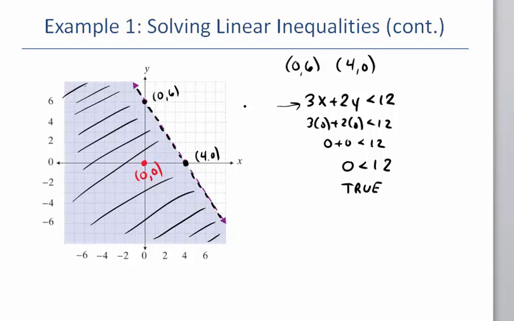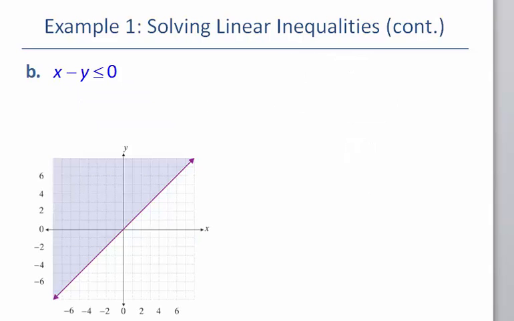All right, so let's go on to part B of our problem. Part B has the equation x minus y is less than or equal to 0. We want to, again, be able to graph that line. So let's take this and let's first, as we were told, make it an equal to problem. So x minus y is equal to 0.